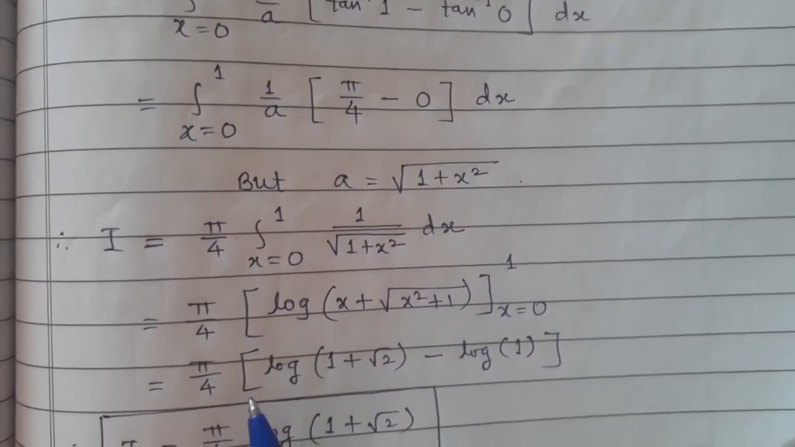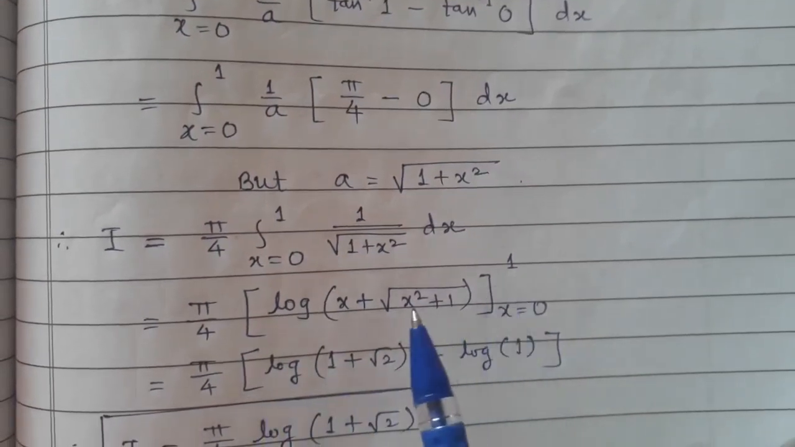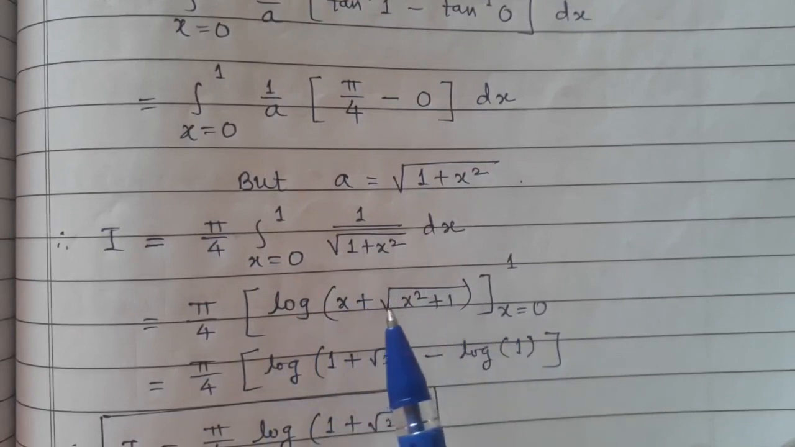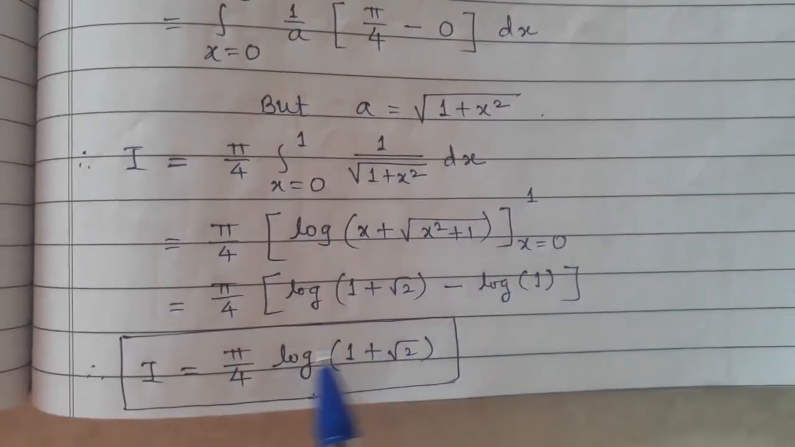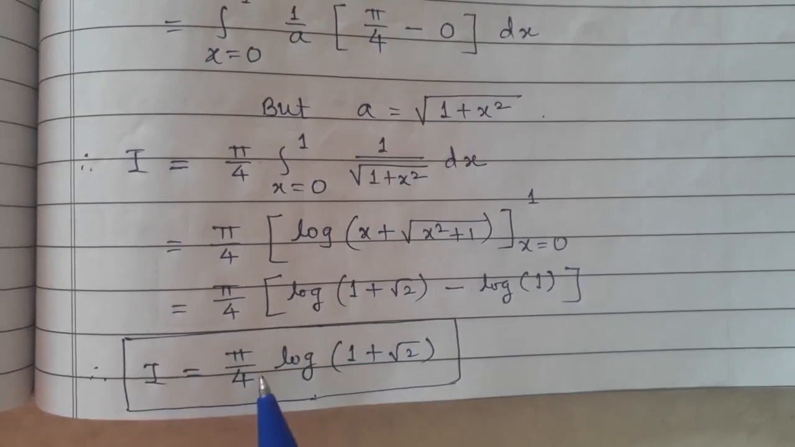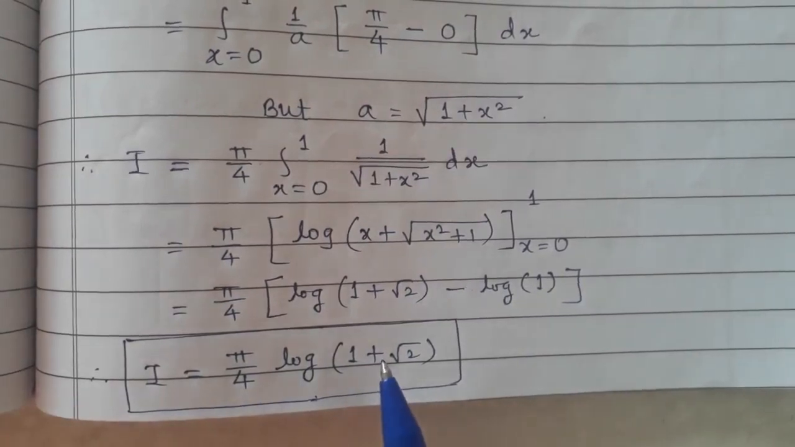So pi by 4, if I put the upper limit x equal to 1, then it goes to log of 1 plus root 2, and if I put the lower limit x equal to 0, which we have to subtract, that becomes log of 1, but log of 1 is 0, and therefore the answer we got is pi by 4 log of 1 plus root 2.